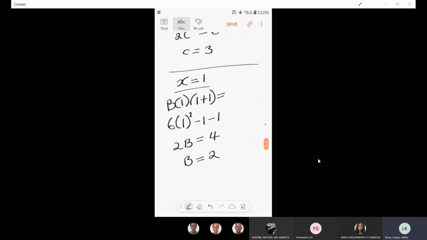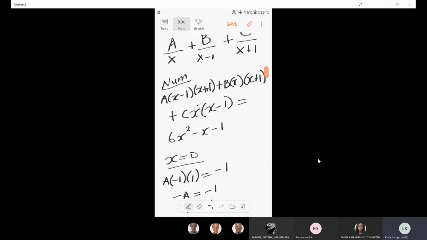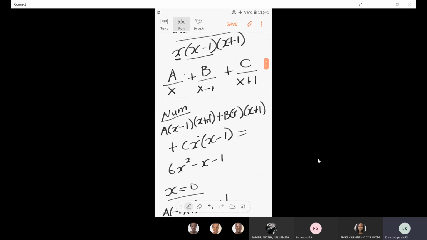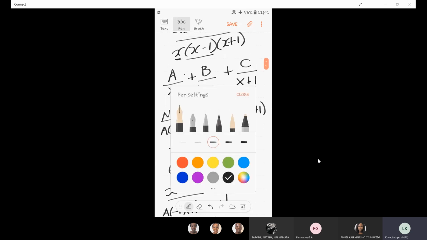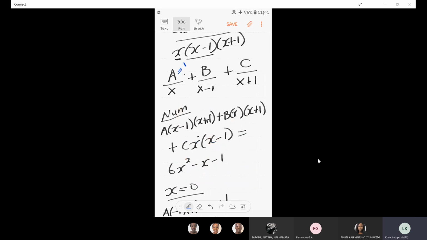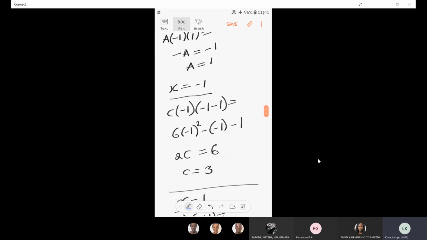So I go back and substitute them here. So A, we say it is 1, so I will put 1 there. Let me just write that. So we say this is equal to 1. B, we say it is equal to 2. And C, we say it is equal to 3. So I need to write that down as my final answer.